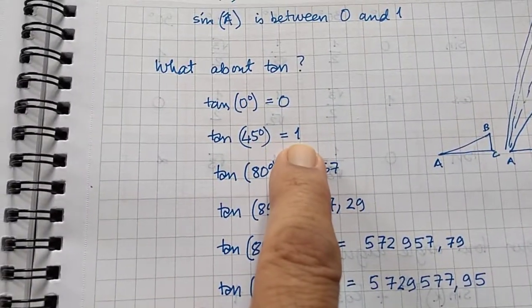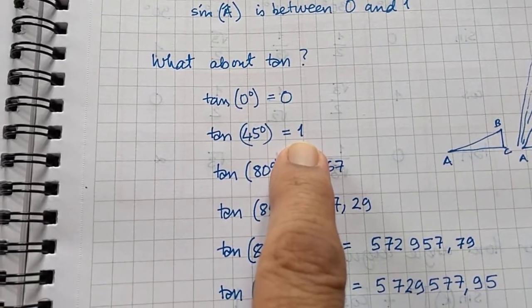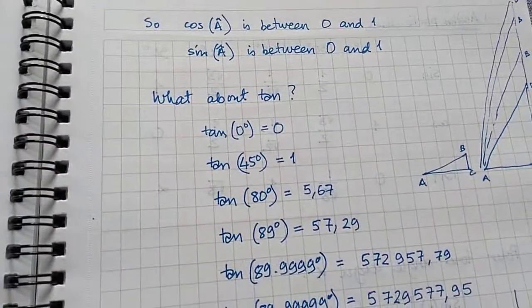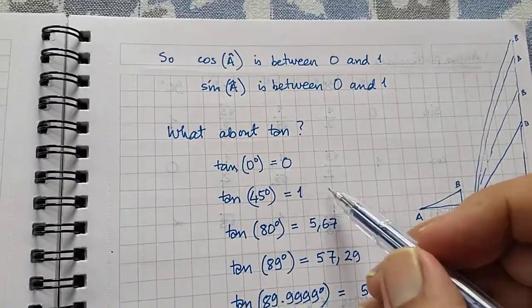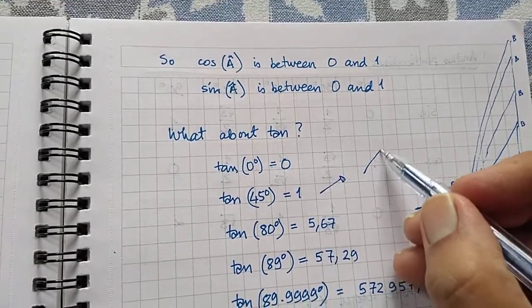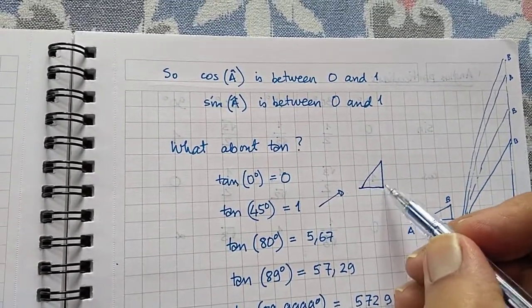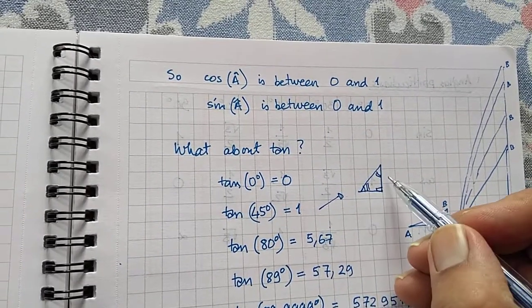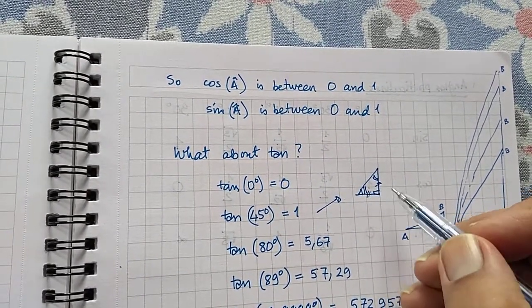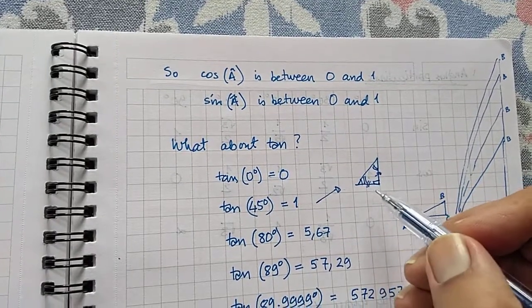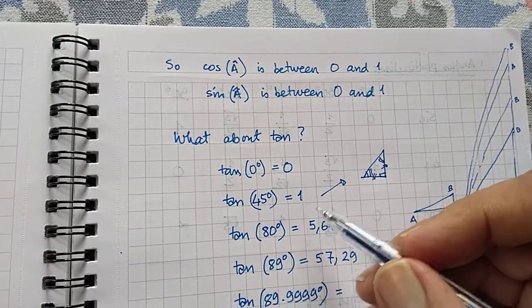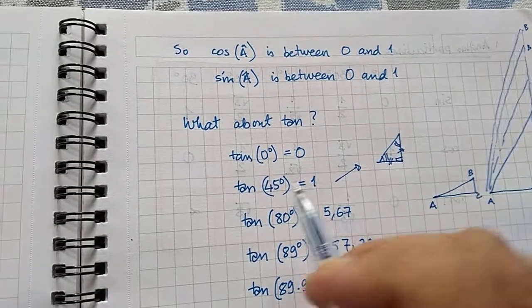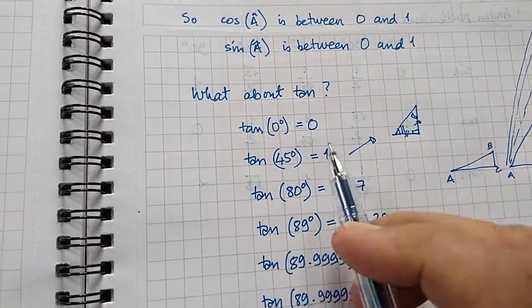Tan of 45 is 1. This is very interesting. Why is tan of 45 equal to 1? Because if you have tan of 45, this will lead to an isocel right triangle. This is 45 degrees, this is 45 degrees. Therefore, this side is equal to this side. So this over this is going to equal 1. So tan of 45 is equal to 1.